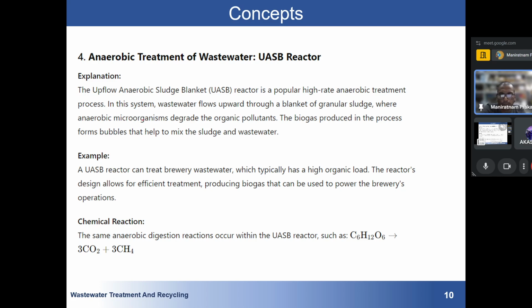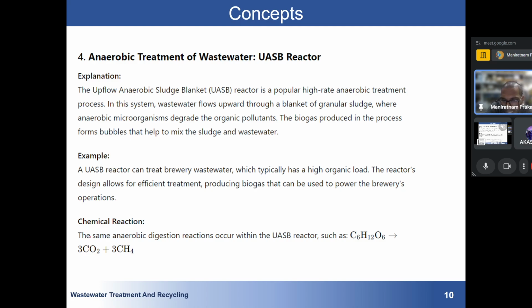Similarly, for anaerobic treatment of wastewater, we have the UASB reactor, that is, the upflow anaerobic sludge blanket. It is a popular high-rate anaerobic treatment process. Water flows upwards, which is why the name is upflow, through a blanket of granular sludge where anaerobic microorganisms degrade the organic pollutant. The biogas produced in the process forms bubbles that help to mix the sludge and wastewater. I will be showing the picture also. Generally, if you have high organic matter in your wastewater, this can be used.